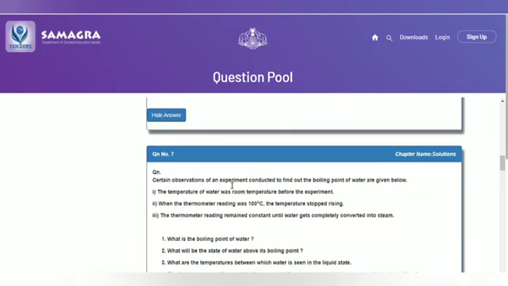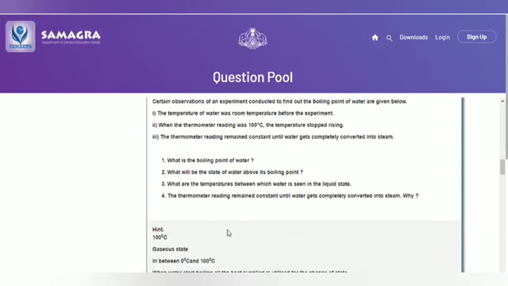Certain observations of an experiment conducted to find out the boiling point of water are given. The temperature of water was room temperature before the experiment. Then when the thermometer reading was 100 degrees Celsius, the temperature stopped rising. The thermometer reading remained constant until water was completely converted into steam. What is the boiling point of water? It is 100 degrees Celsius.